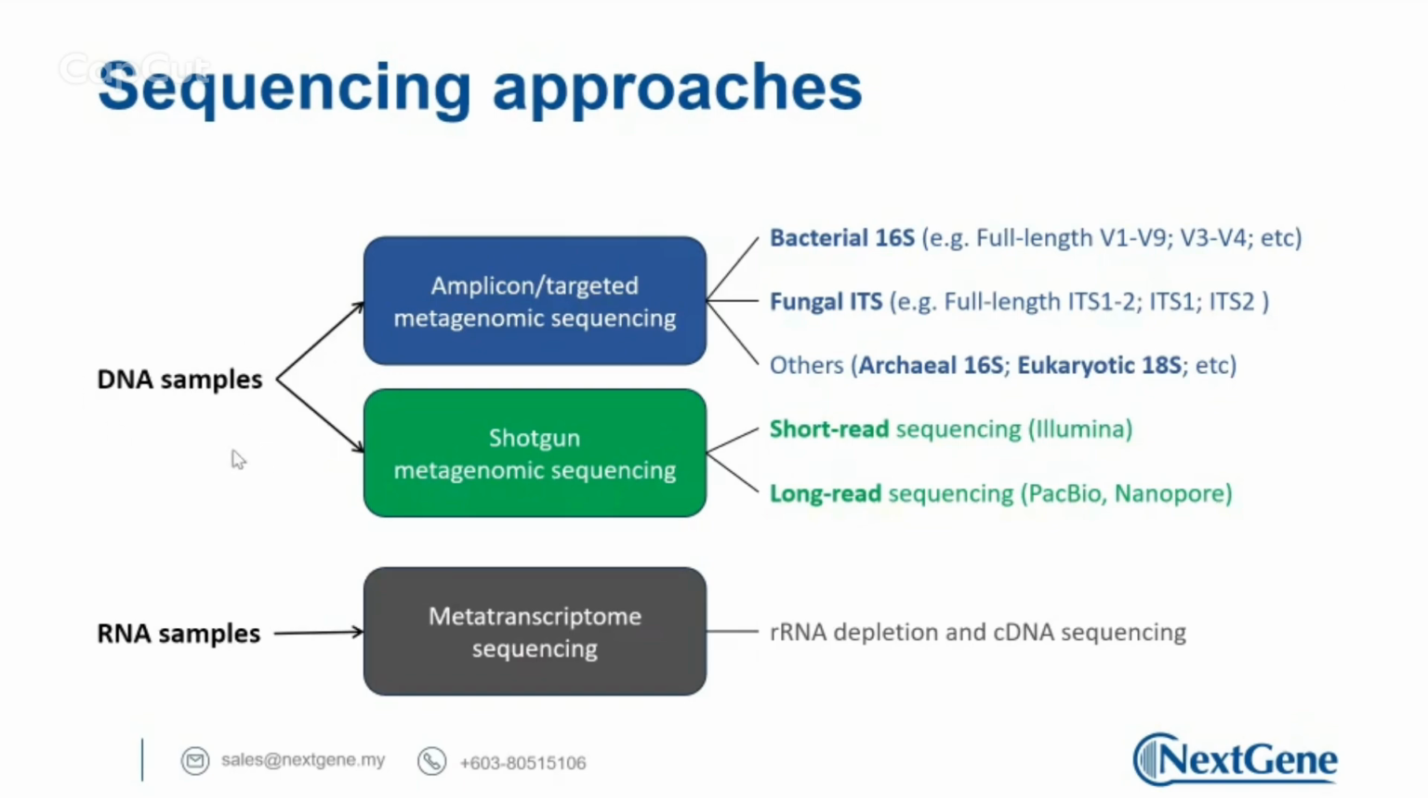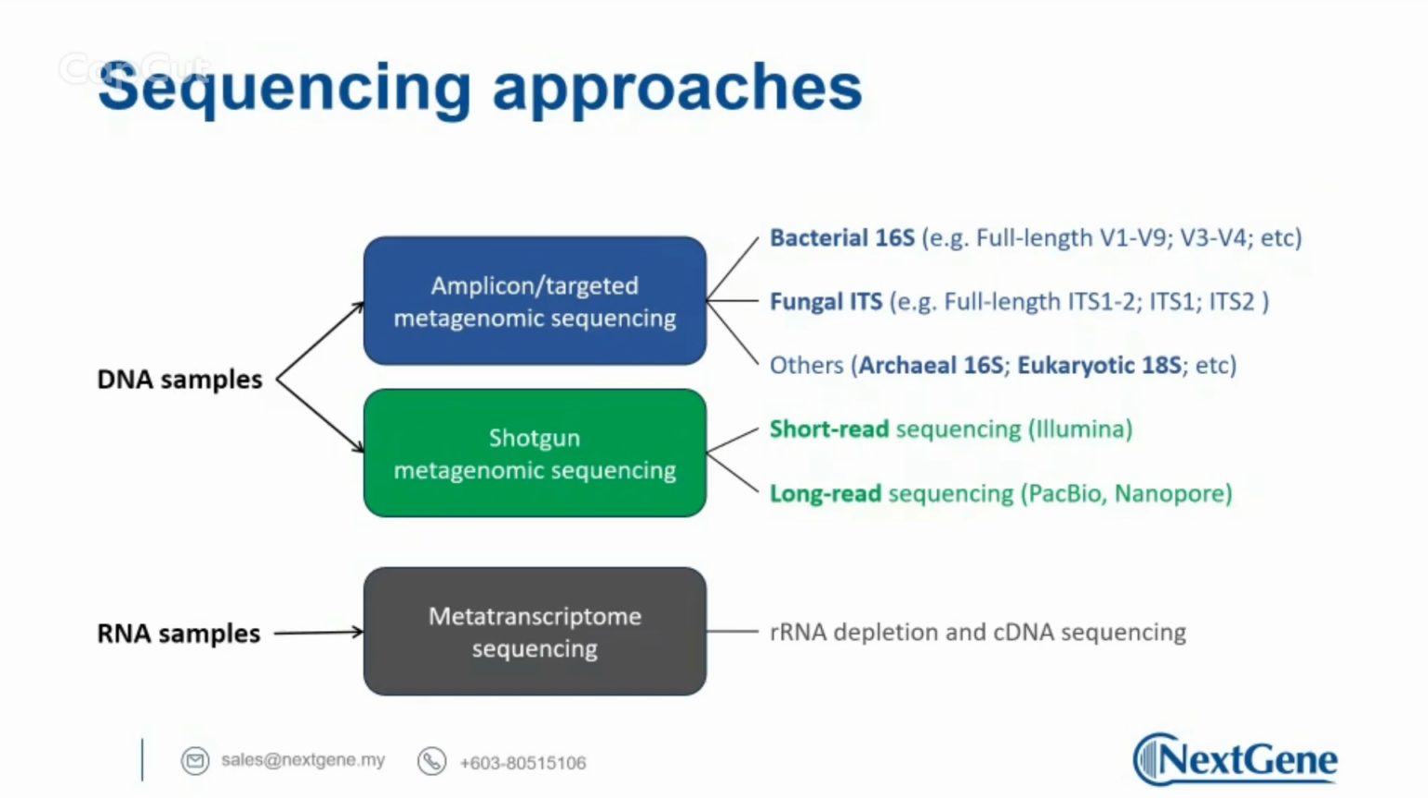Based on the types of samples that we can obtain, different sequencing approaches can be done. The very common way is using amplicon or targeted metagenomic sequencing. This makes use of housekeeping genes or conserved genes such as 16S or ITS. All bacteria contain the 16S gene, and all fungi have the ITS regions inside their genomes.